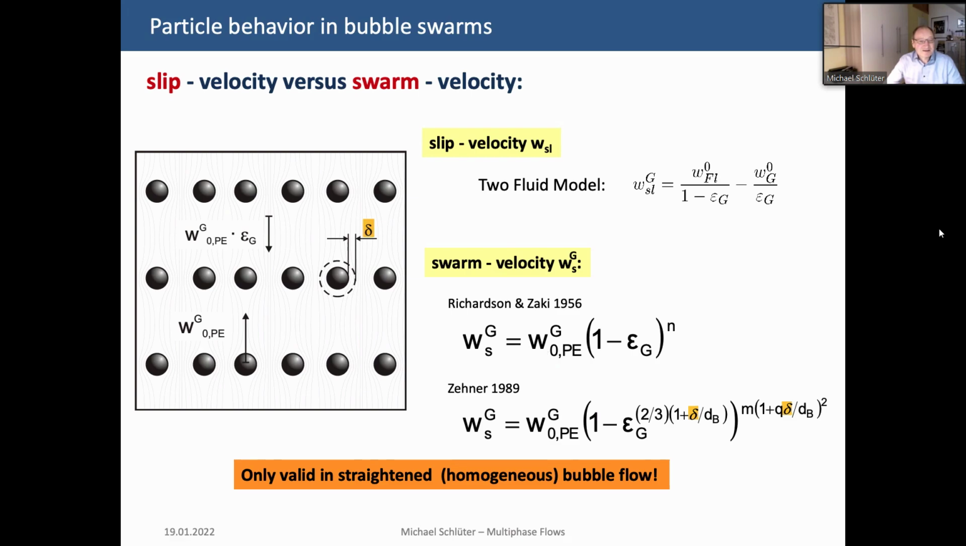Yeah, so we use the single particle velocity, and we multiply this with 1 minus epsilon g, the gas hold up, and n is this exponent that takes into account the flow structure. Important is the swarm velocity versus the single particle velocity, the steady single particle velocity. If you have a single bubble rising without any disturbances by other bubbles, then you get the terminal velocity, the end velocity of the particle, and this is the single particle velocity here. And this single particle velocity decreases if more particles are in the vicinity of this particle.